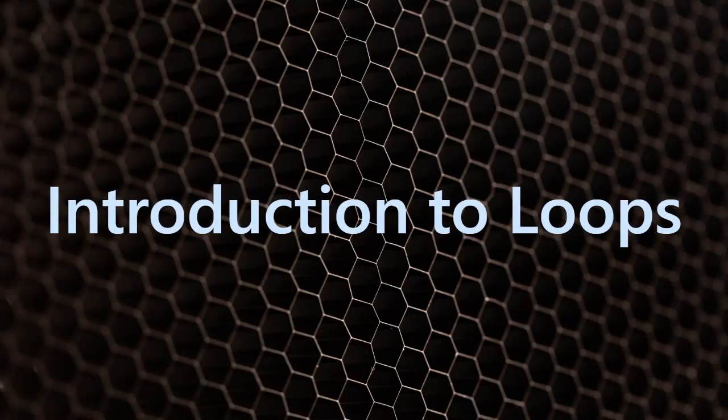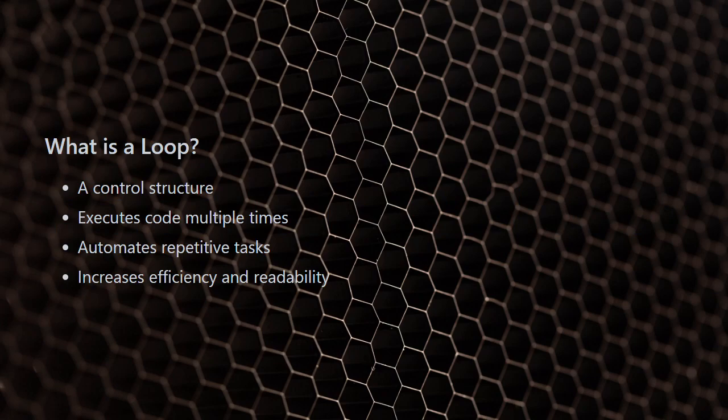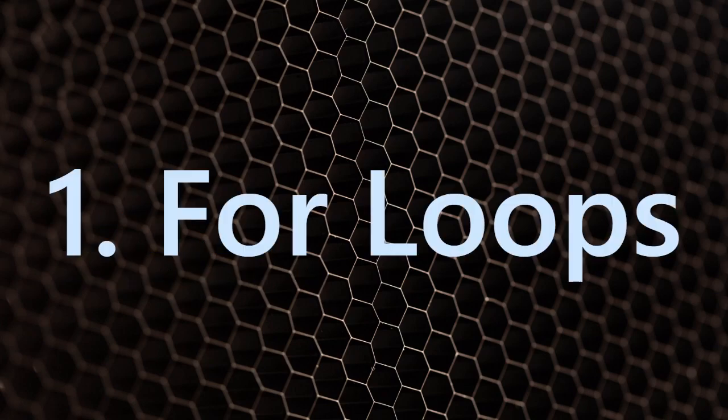Before we dive into the different types of loops, let's understand what a loop is and why we use them in programming. A loop is a control structure that allows you to execute a block of code multiple times. They are essential in programming because they allow you to automate repetitive tasks, making your code more efficient and easier to read. In Python, there are two types of loops: for loops and while loops.